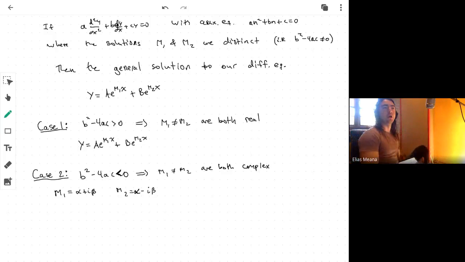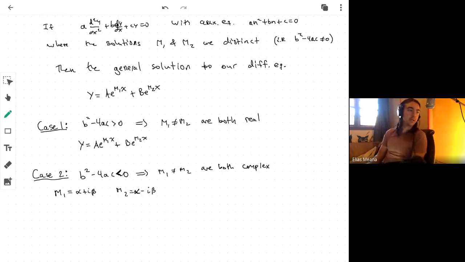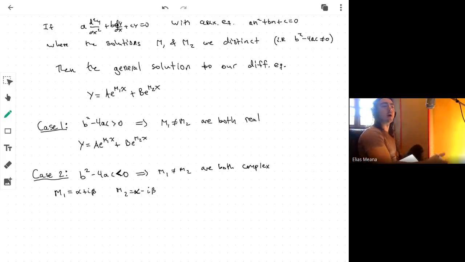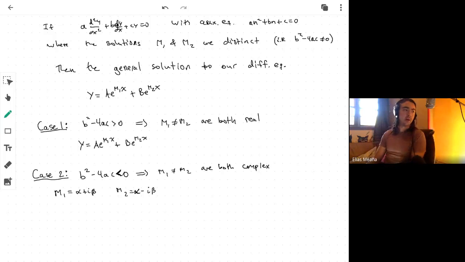Remember that we know this from FP1 even, that if the solution to a polynomial is complex, then its complex conjugate must also be a solution. So if there are only two possible roots here, and one of them is complex, the other one must be its complex conjugate.